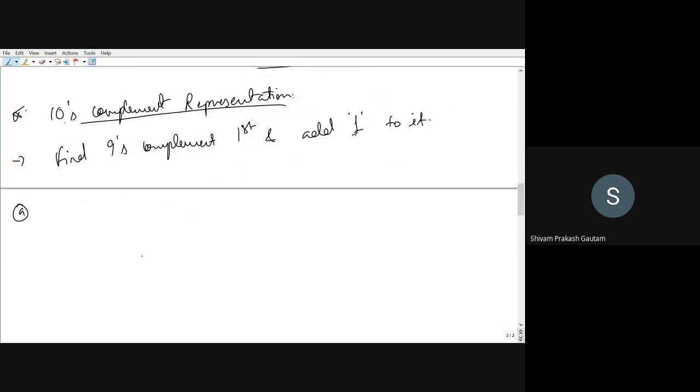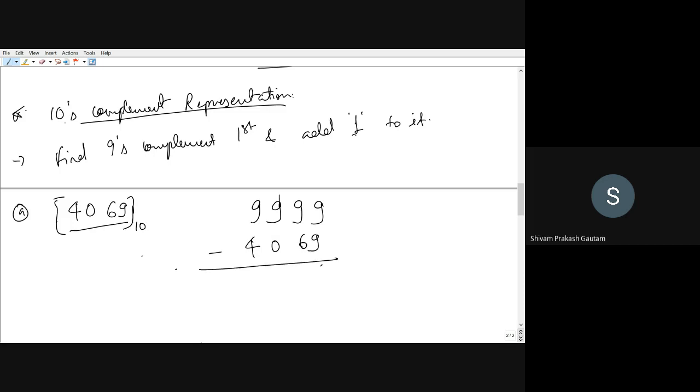So the first example is 4069. You have to find the tens complement of this decimal number, 4069. So what is the step? First you have to find the nines complement. How many digits are there? There are 4 digits. So the maximum number that can be formed in decimal using 4 digits is 9999, and you have to subtract this. So this will be 5930. So this is the nines complement.